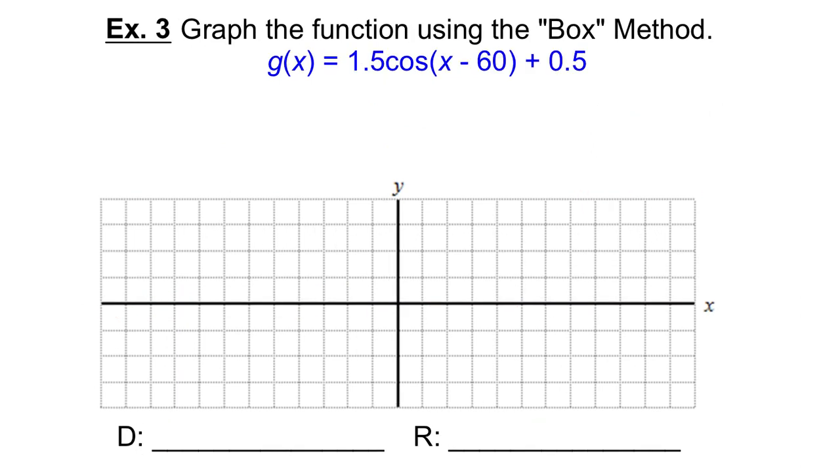So now I'd like you to try this one on your own. Here's my function. 1.5 cosine of x minus 60 plus 0.5. Pay attention to where the central axis is and what the amplitude is. Notice that we've moved the starting point right 60. So we're not going to start at 0, we're going to start at 60. So try making a box drawing and then check back in to see how you did.